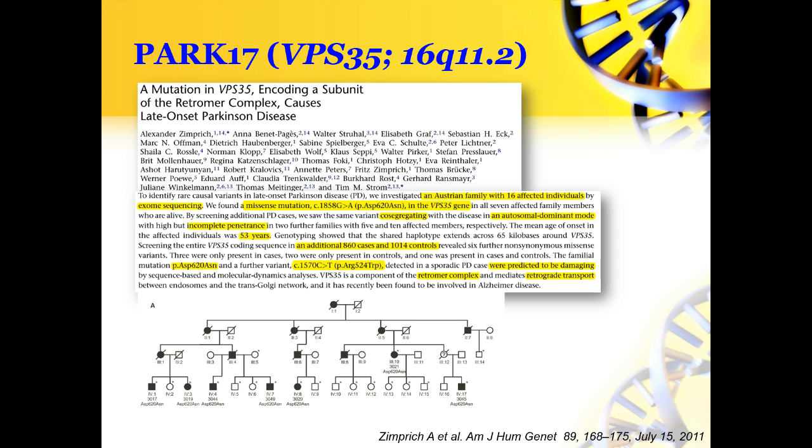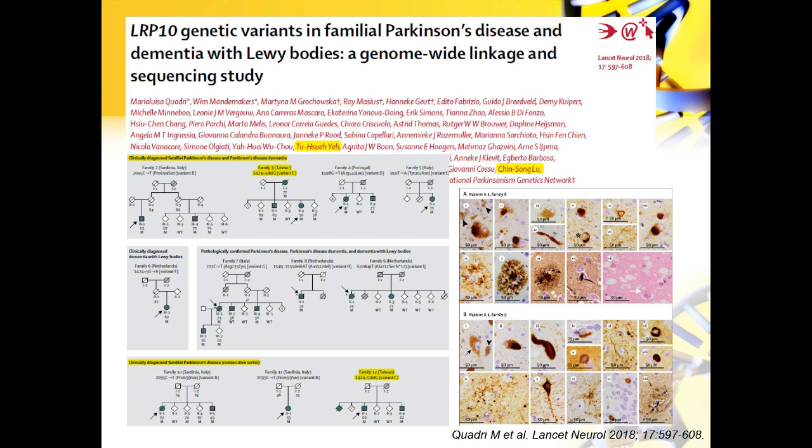Another gene for autosomal dominant PD is VPS35, which was also identified by Zimprich in 2011. His group also identified the LRRK2 gene. A recent study identified LRP10 genetic variants in several familial Parkinson's disease and dementia with Lewy body patients, including our two families.